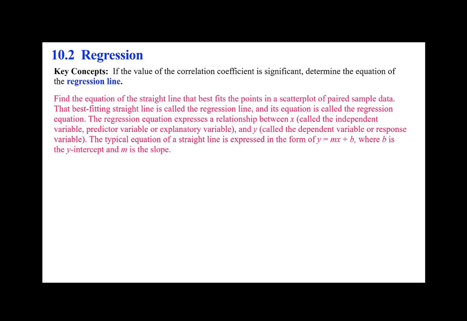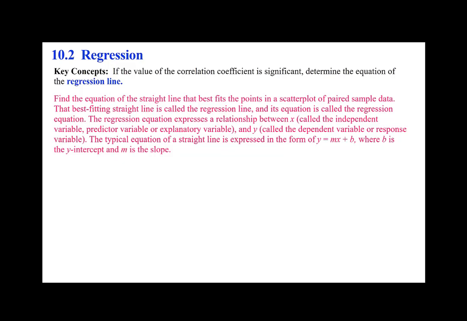And so let's look at regression. What are the key concepts? If the value of the correlation coefficient is significant, determine the equation of the regression line. Generally speaking, if the correlation coefficient represents a strong relationship, we calculate the regression line for prediction. Otherwise, we don't use that for prediction. We use the average, y bar. Find the equation of the straight line that best fits the points in a scatter plot of paired sample data. That best fitting straight line is called the regression line, and its equation is called the regression equation.